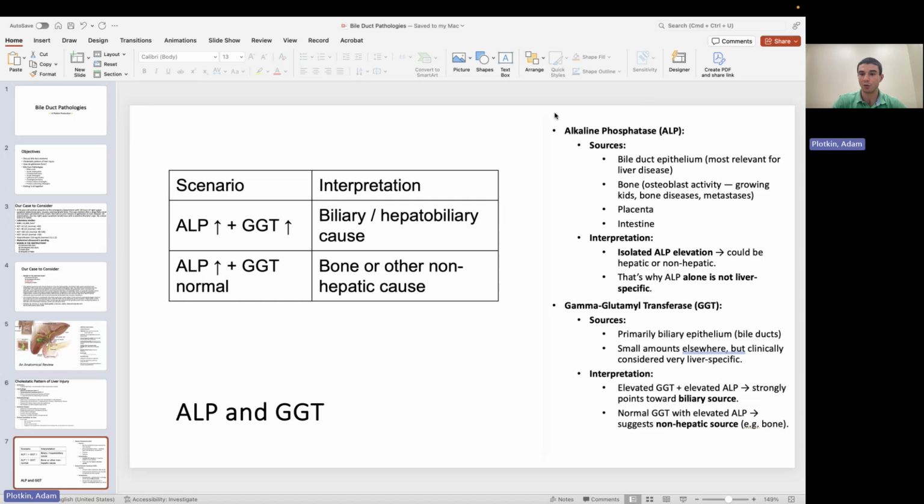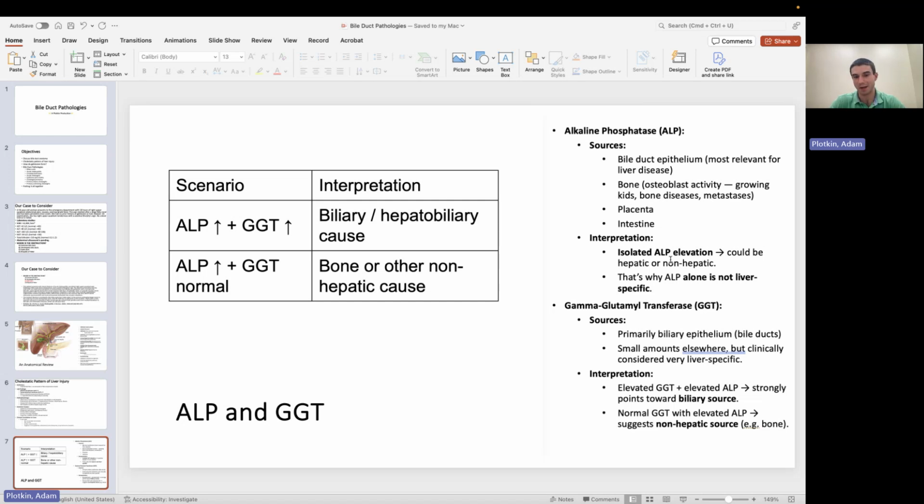So we'll keep fleshing it out, right? ALP, alkaline phosphatase, is made from the bile duct epithelium. That's the most relevant for liver disease. But the bone, right? Osteoblast activity, growing kids, bone disease, and metastases can also have elevated ALP. The placenta and the intestine also make ALP. So ALP on its own does not tell me it's a bile duct problem, okay? Isolated ALP could be hepatic, it could be non-hepatic, right?